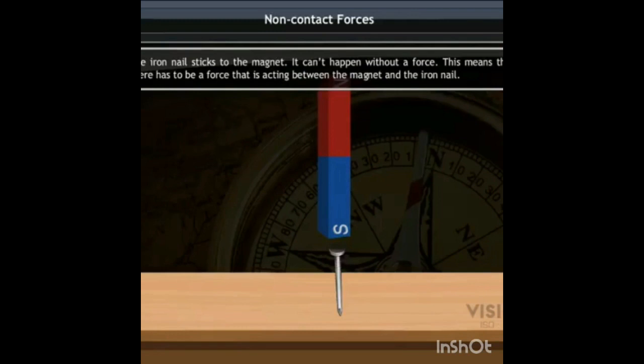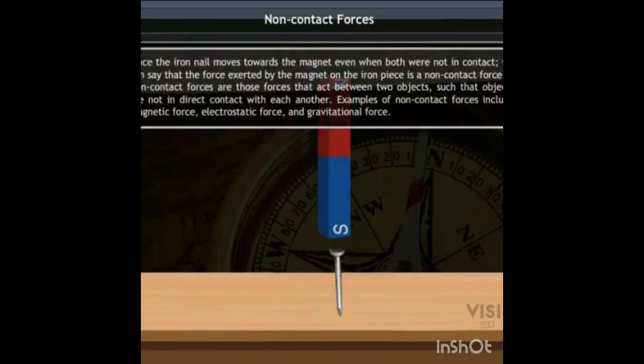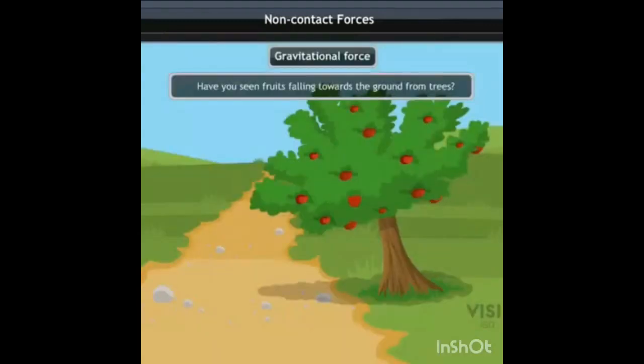It can't happen without a force. This means that there has to be a force that is acting between the magnet and the iron nail. Since the iron nail moves towards the magnet, even when both were not in contact, we can say that the force exerted by the magnet on the iron piece is a non-contact force. Non-contact forces are those forces that act between two objects such that objects are not in direct contact with each other. Examples for non-contact forces include magnetic force, electrostatic force and gravitational force.